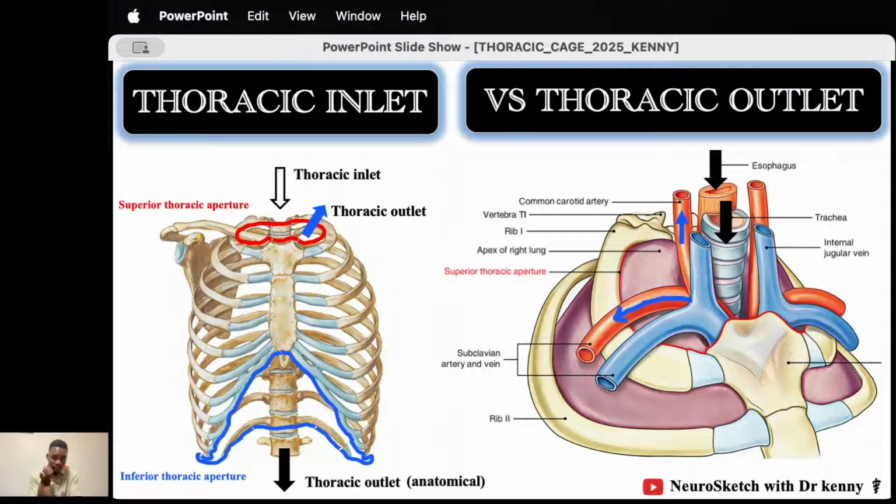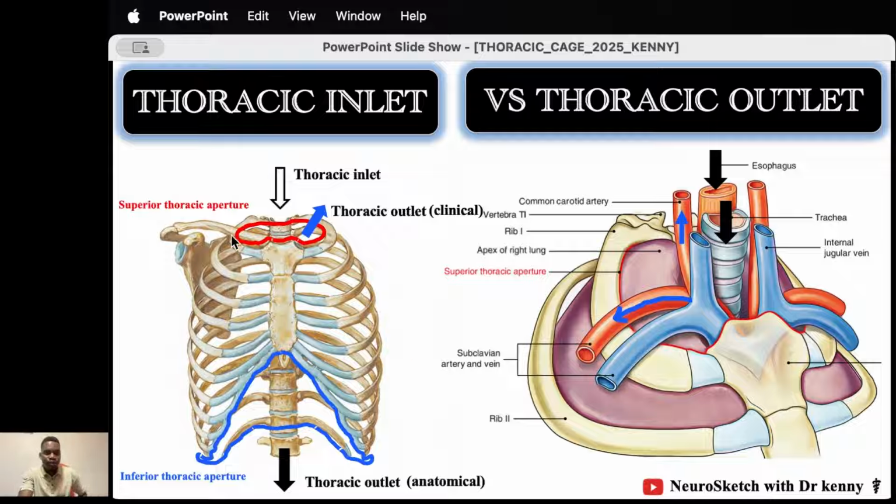And so clinicians could refer to the superior thoracic aperture as the thoracic outlet, but anatomists would refer to the inferior thoracic aperture as the thoracic outlet. Why? Because we have some structures that are getting away from the thorax into the abdomen by way of the inferior thoracic aperture, which is closed by the diaphragm.